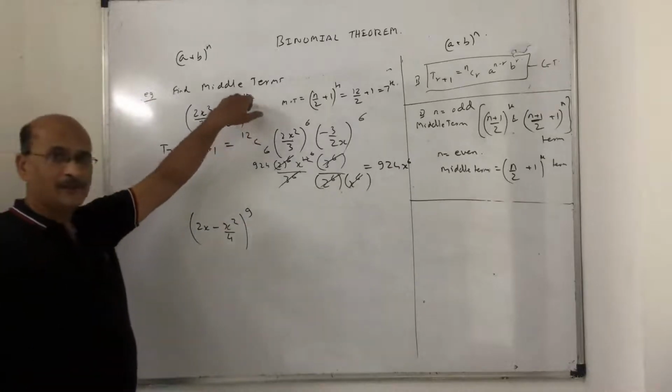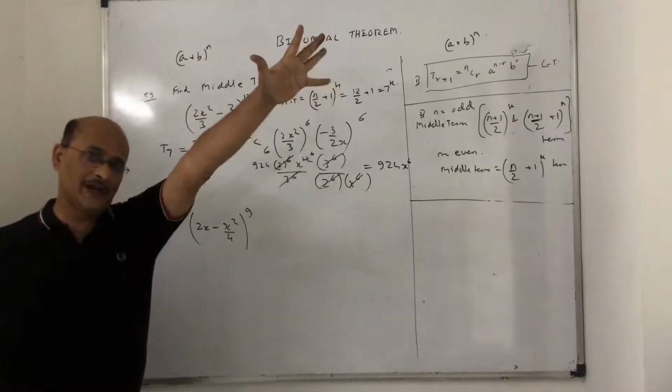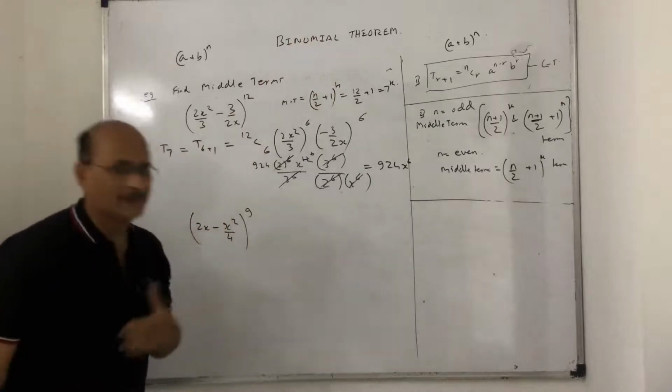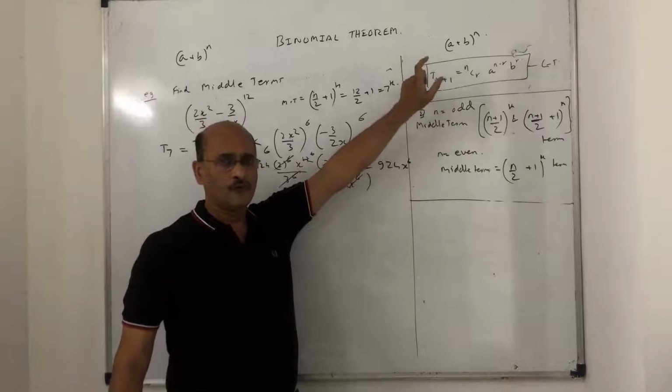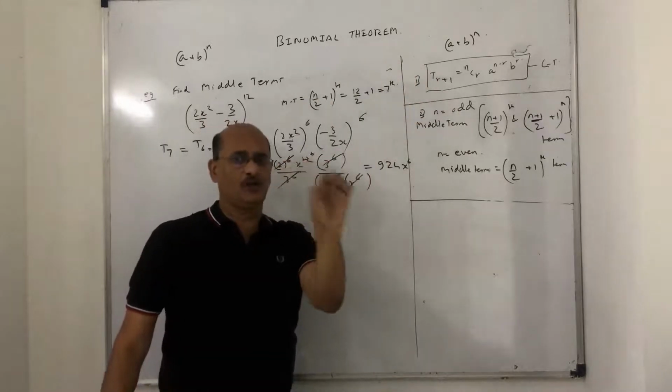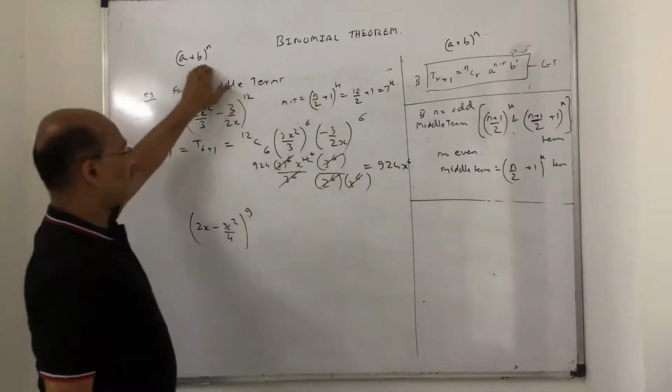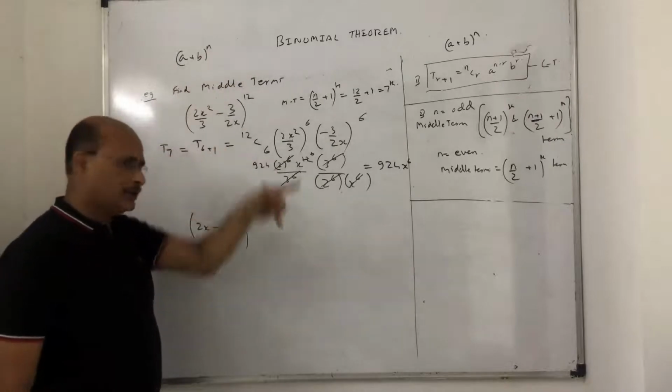Otherwise, if you expand, there will be 13 terms. You have to open up completely, write the 13 terms, and then find which is the middle term. So this general term is a boon for us to find any position of the term with respect to (a + b) raised to n. Got the point clear? Okay.